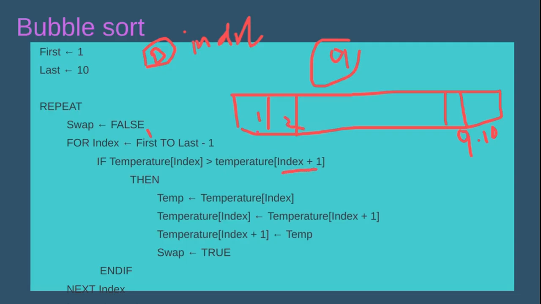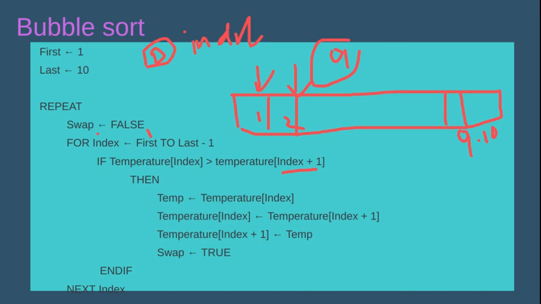Okay, so index and index plus 1. For the first iteration, index 1 is index and index 2 is index plus 1. Let's compare the first two values. We have set swap equals false, for index equals index.